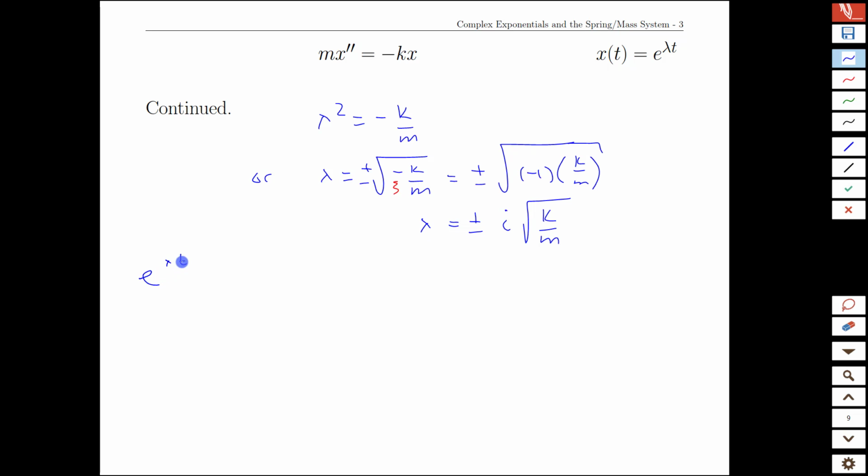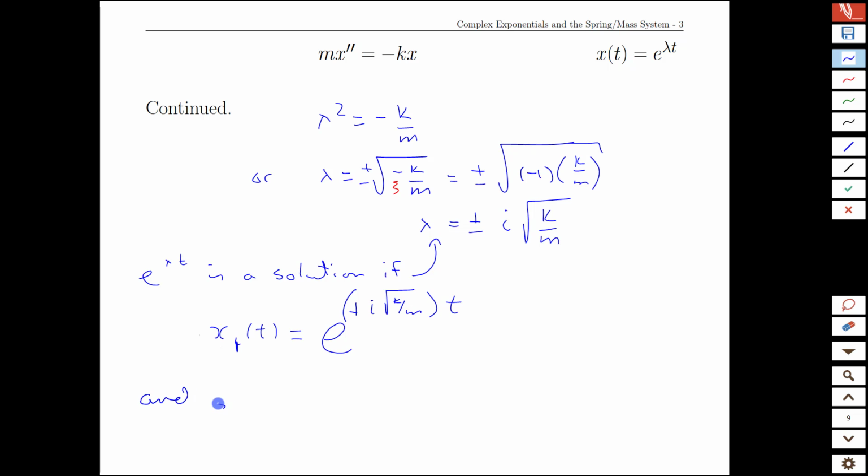e to the lambda t is a solution if lambda is equal to one of those two values. Well, that means our two solutions are x1 of t is equal to e to the, big brackets here, positive i square root of k over m. And remember, it's e to the lambda t. This is our lambda, and then we have a t at the end.